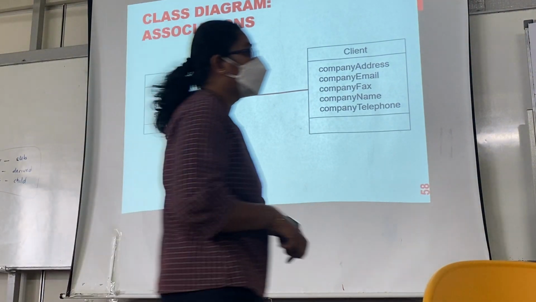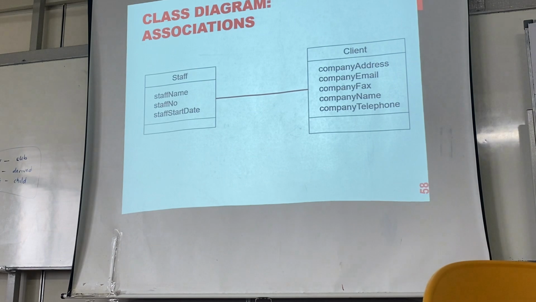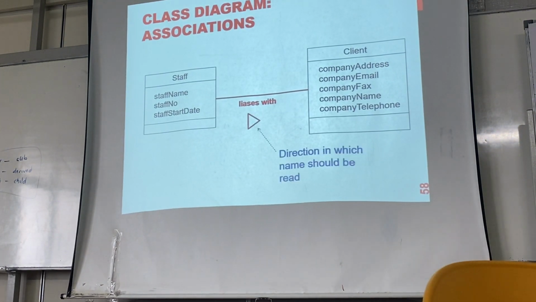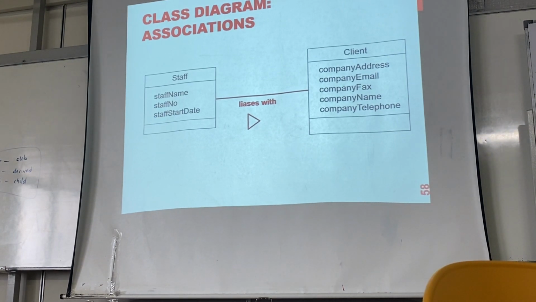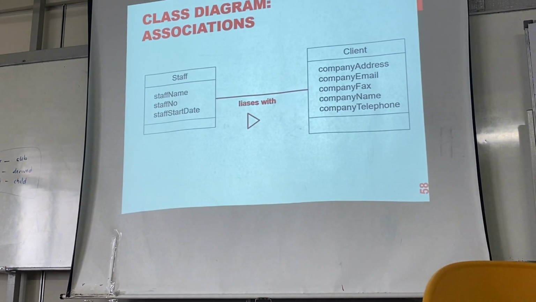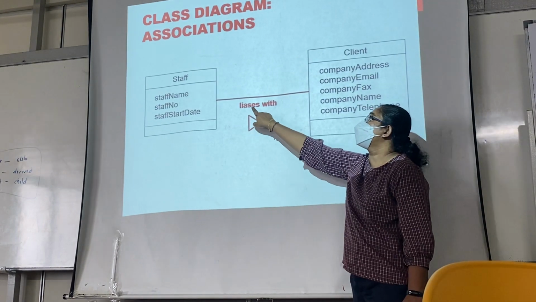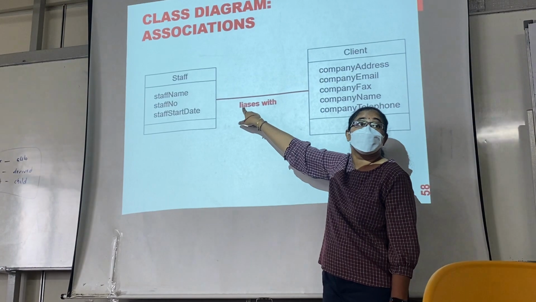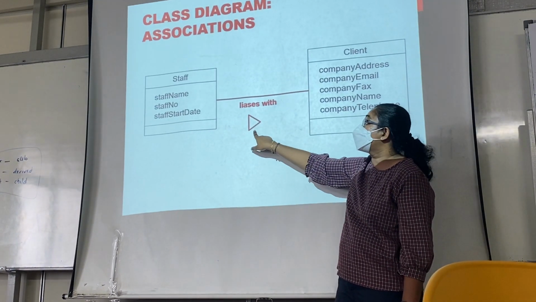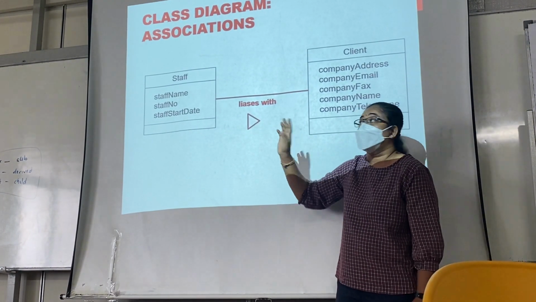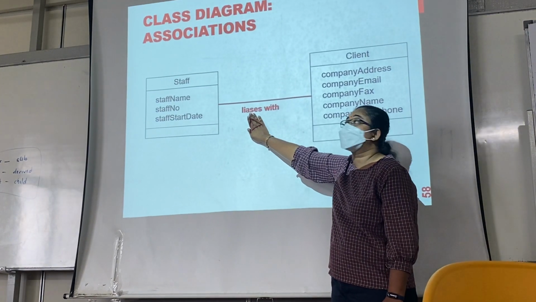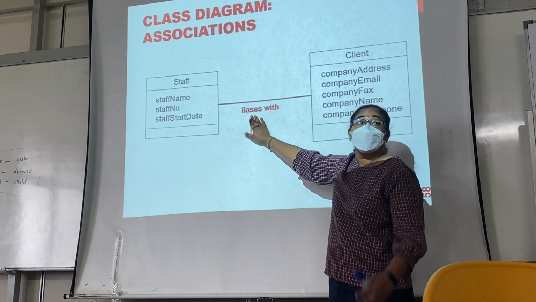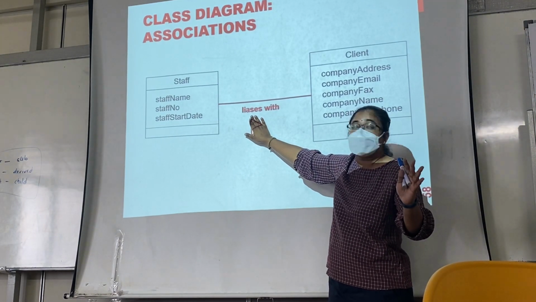So let me show you something. When you have association, you can always put the direction. You can add the direction because you have the words to describe the relationship. The direction is actually to show how to read. If you just put it like this, how to read? Staff liaise with client or client liaise with staff. Both ways can be written. That's the reason you are putting this.